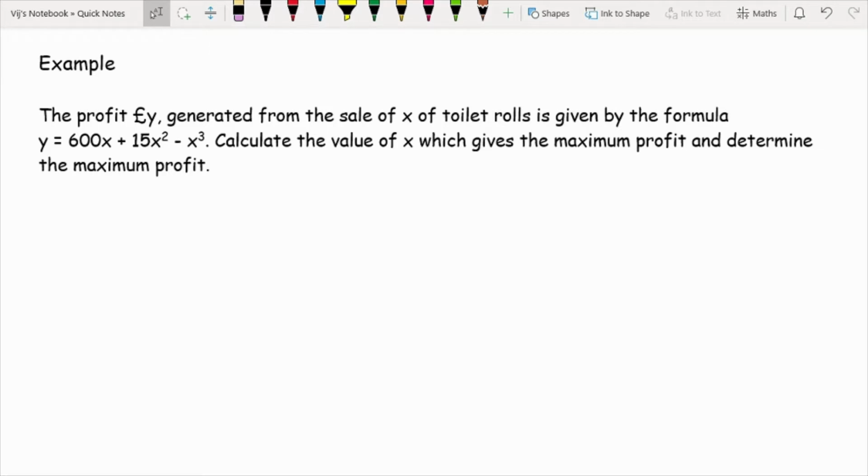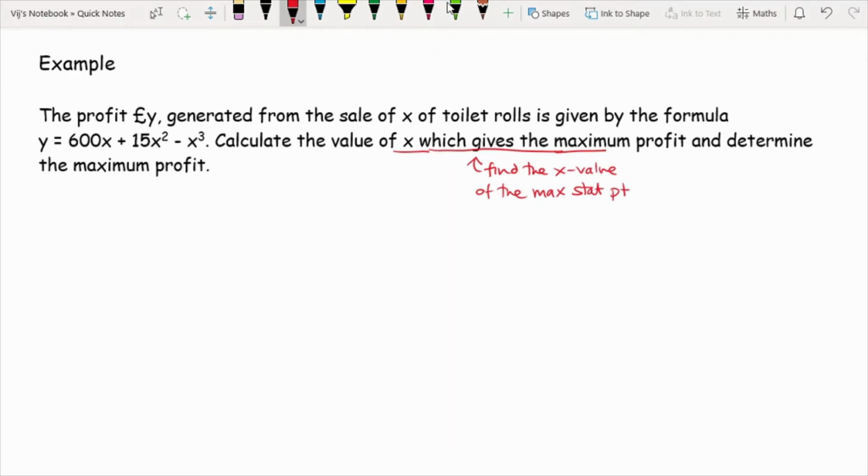So with this, the first thing we need to do, we'll go for red, is first check our formula. What we've been asked to find is the value of x at the maximum point. In other words, what this is asking me to do is to find the x value of the maximum stationary point.